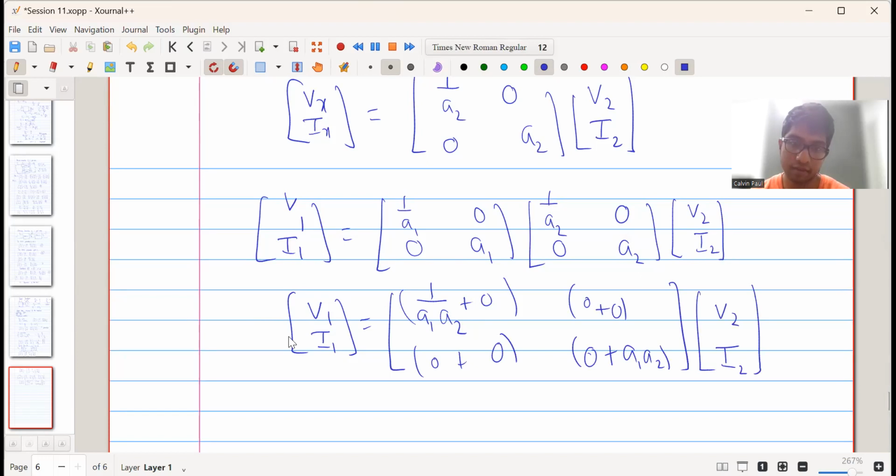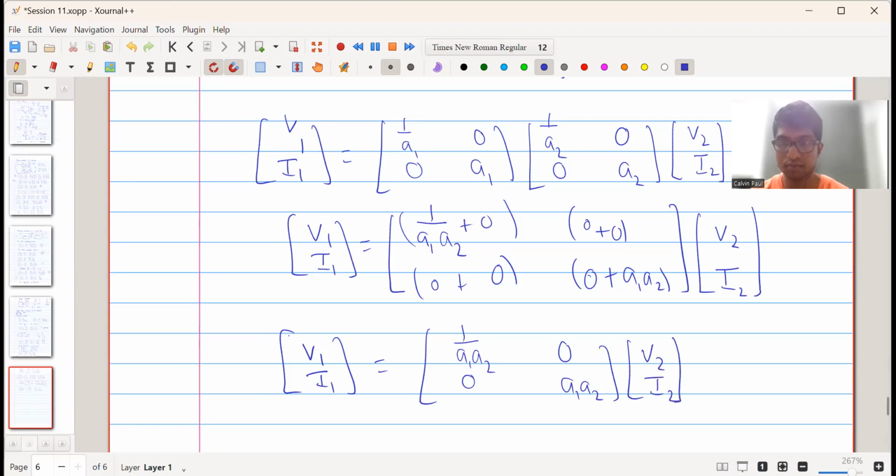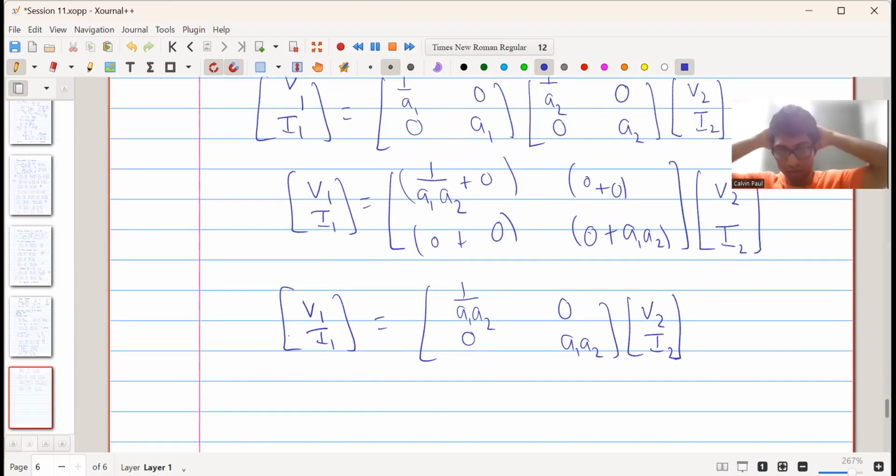Or we can write it as V1 I1 is equal to 1 upon A1 A2, 0, 0, A1 A2 into V2 I2. So this is how we have got the overall ABCD parameters for two ideal transformers when they are connected in series, when it is a cascade connection.